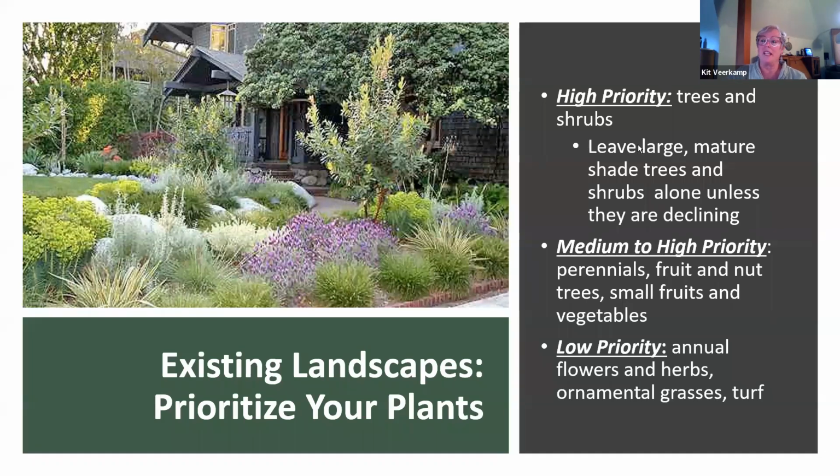So the high priority in any landscape are your trees and shrubs. If you have great big existing trees, try to leave those alone unless they're all in declining health. Your medium priority are any perennials, fruit and nut trees, and then low priorities would be your annuals and flower beds. So prioritize by the value of those trees. It's much harder to replace trees than it is a bunch of annuals.